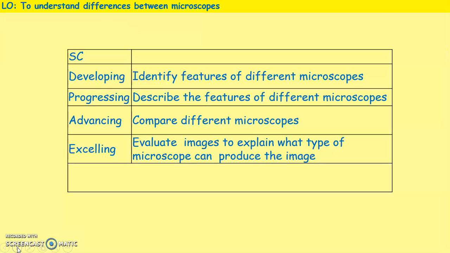So our success criteria for today then. We want to identify the features of both our light microscope and our electron microscope. We want to describe these features and compare the two microscopes. And finally, evaluate images to explain which type of microscope can produce the image.